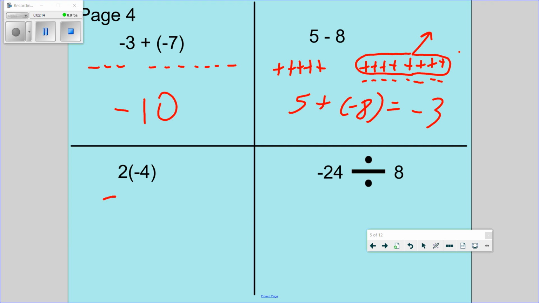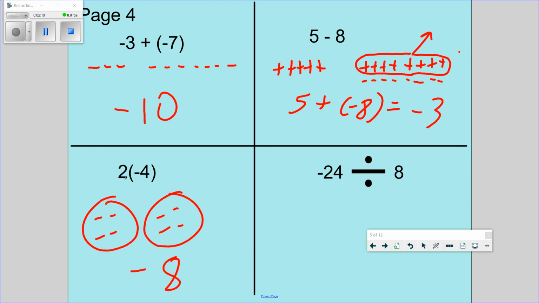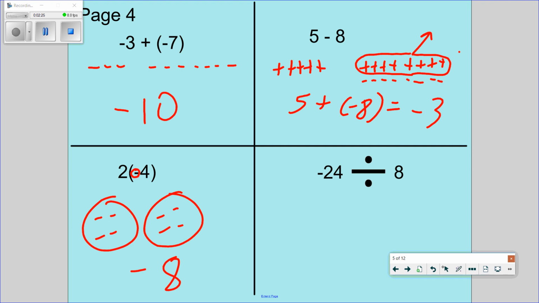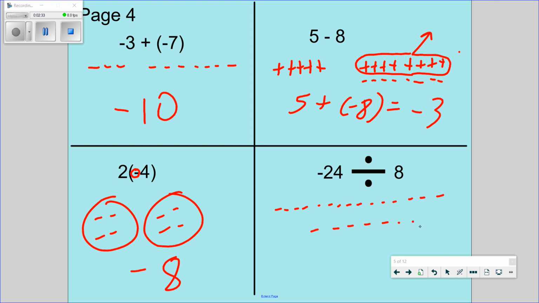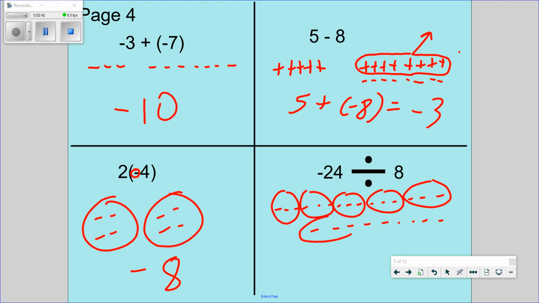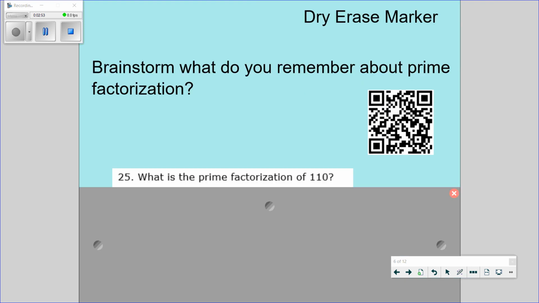Next one, 2 groups of 4 negatives. Negative 8. Or another way to do it is 2 times 4 is 8. This means you do the opposite. And last but not least, you have 24 negatives. You need to divide it into 8 groups. Notice how each group has 3 negatives. Another way to do it is 24 divided by 8 is 3. Opposite is negative.